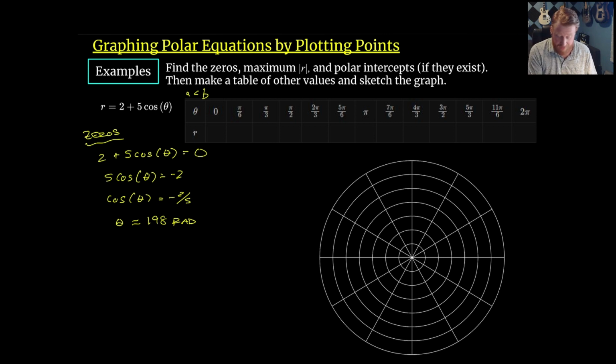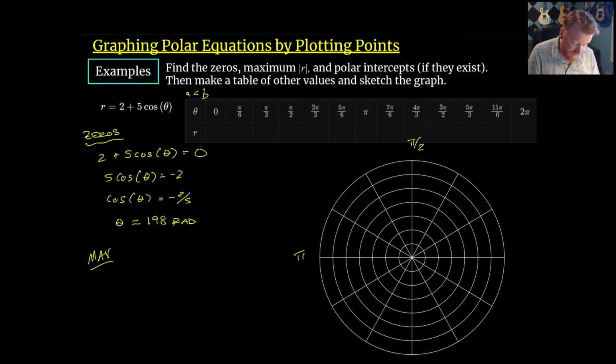Which is not a common angle here. So we know that maybe as we're looking through these common angles, we might not see a 0 pop up, but one does exist, and it happens at about 1.98 radians, which is going to be a little bit more than pi over 2. So somewhere between pi over 2 and pi, we should see this cross through the pole. All right, let's go ahead and see if we can find the maximum value here.